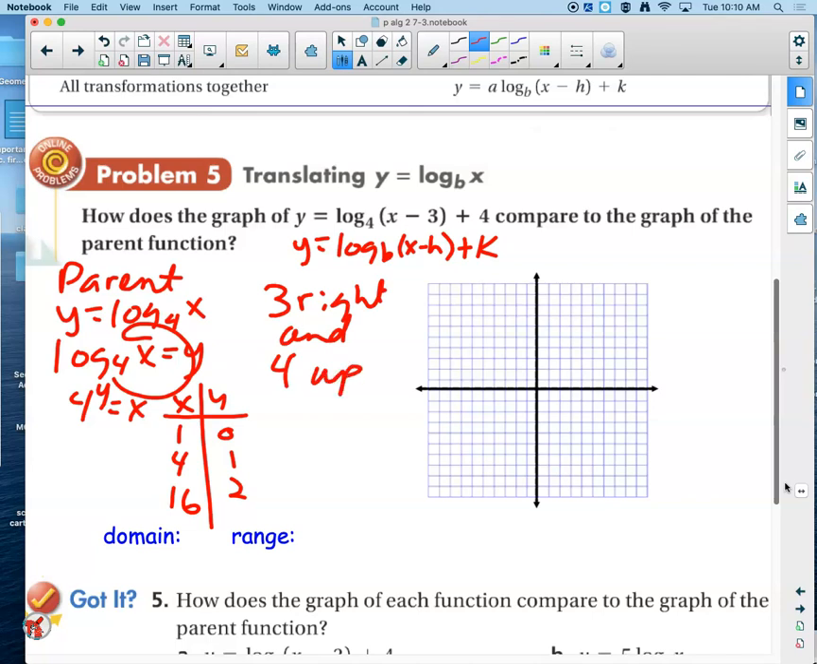Now, just like before, if we're going to graph something effectively, we want to put the vertical asymptote on this thing right away. It's not 0 anymore. This thing moved horizontally. So our new asymptote, you said we're going to move it 3 to the right? It's x equals 3. Let's get it on there.